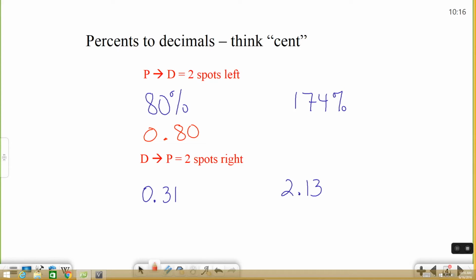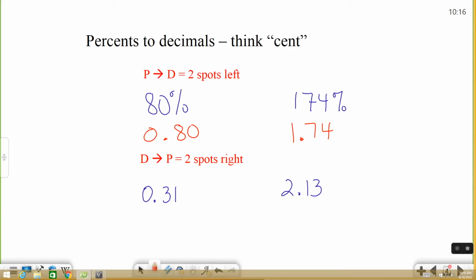If I think of 174%, I think of 174 cents or $1.74. $1.74 is written like that. And there you go. All you're doing is moving your decimal point 2 spots to the left. Now vice versa, if you're given a decimal and asked to turn it to a percent, you're moving the decimal point to the right 2 spots.